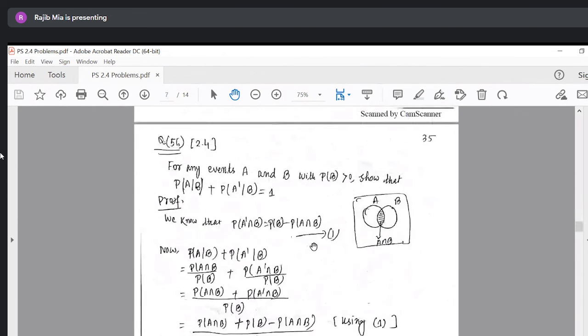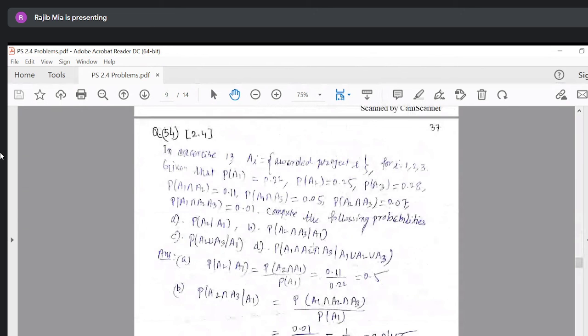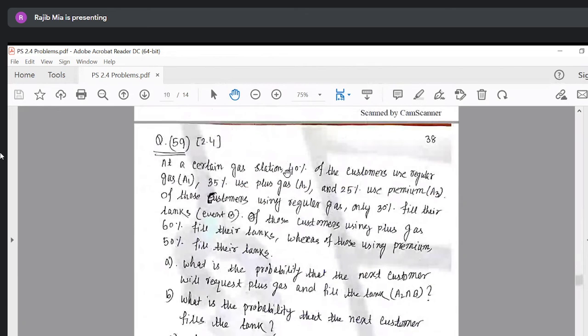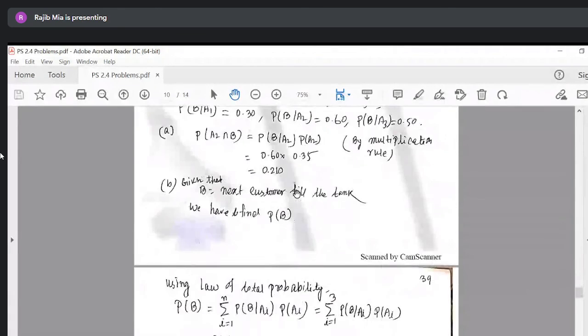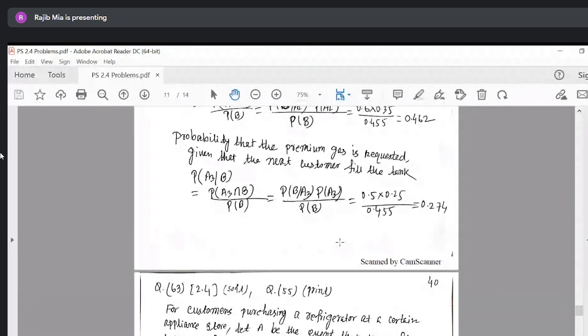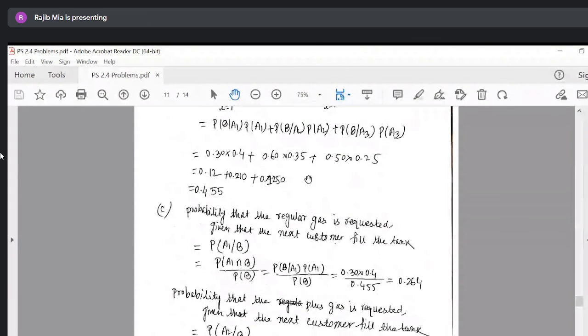I have already uploaded this PDF file in Google Classroom. You can find it from there. And some more questions I have solved: question number 54, and then question number 59 here. Question 59 is an application of Bayes theorem. You should see this question also. And then question number 63. All of you must go through this PDF file and see all these questions. If you find any difficulty, you can ask in the next class.